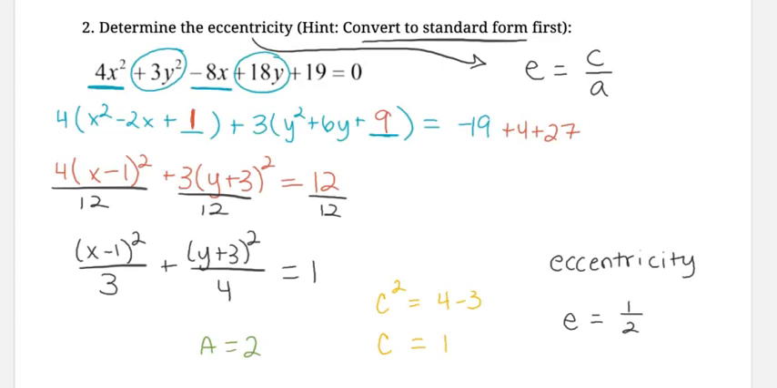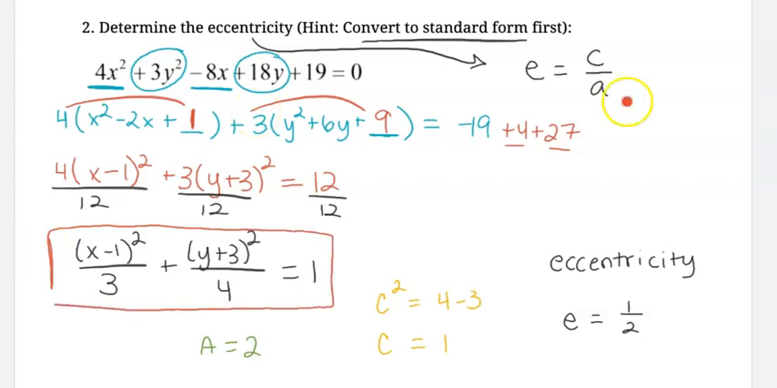All right, ladies and gentlemen, so the first thing I did was I separated each of my variables, followed that whole completing the square protocol. I remembered to add 2 values based on multiplying them by their a value. And then I got this equation right here. From there, I pulled the a value out by taking the square root of the larger denominator. And then I used the c squared equals a squared minus b squared formula to find c. And then I put those two things together, and I got e equals 1/2.